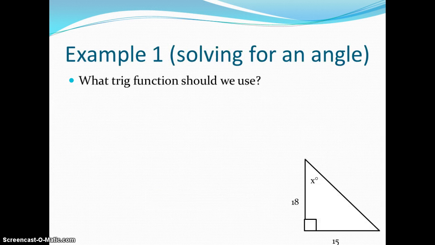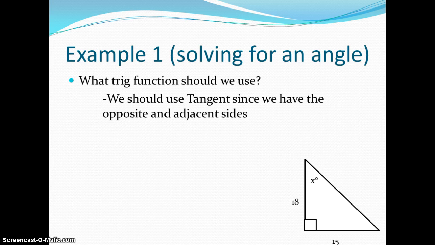Okay, so for example 1, for solving for an angle. Notice we have two sides that are known, but we don't know the angle measure. So what trig function should we use? We're going to use the tangent since we have the opposite and adjacent sides. The opposite is 15, because that's opposite the angle we're looking for. And the adjacent side is 18, because it's next to the angle we're looking for. So that's why we're going to use tangent.